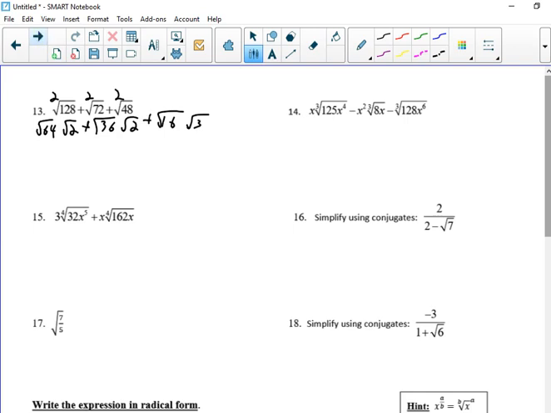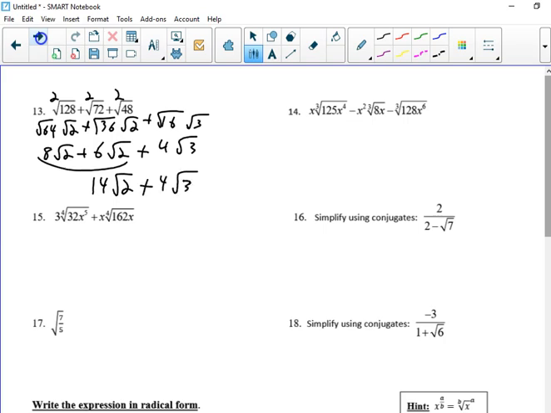Now, the first two we're going to join together because they're both root 2s. The third one, no. So the square root of 64 is 8 root 2 plus 6 root 2 plus 4 root 3. Join them together, that makes 14 root 2s plus 4 root 3. That's it. 125, cube root, that is simply 5.